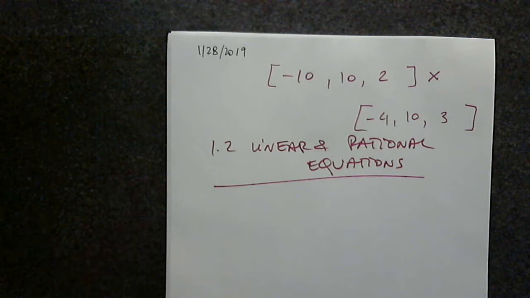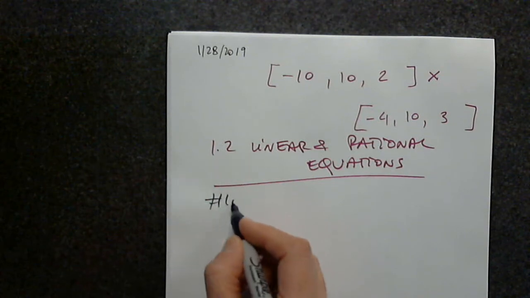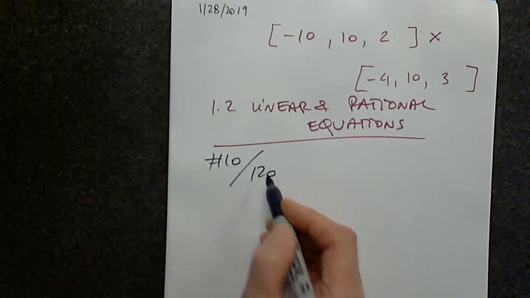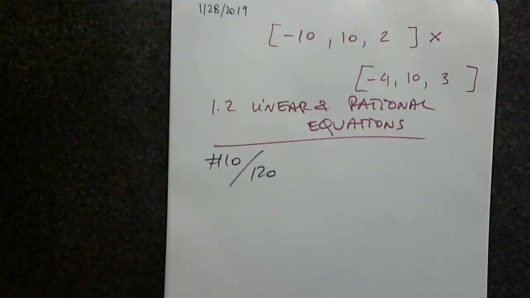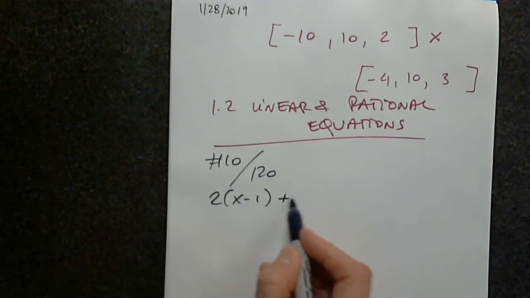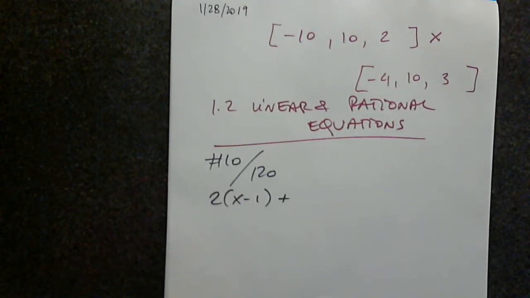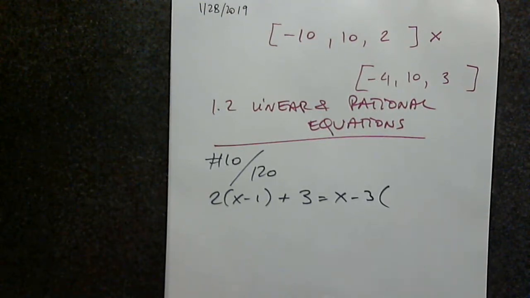Okay, on page 120, if you have it, if you have your computer, that's fine too. I would like to start with just a simple equation like number 10. Number 10 on page 120: 2 quantity x minus 1 plus 3. Feel free to choose. If you have your books or computers and you'd like to choose, I'd be more than happy to solve a problem of your choice at any point in time.